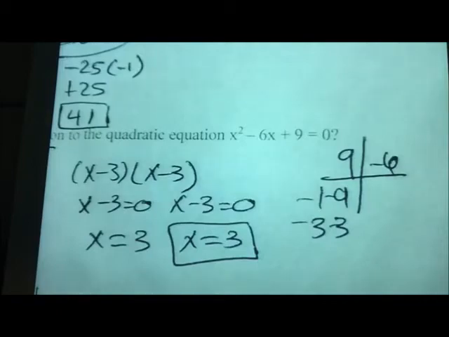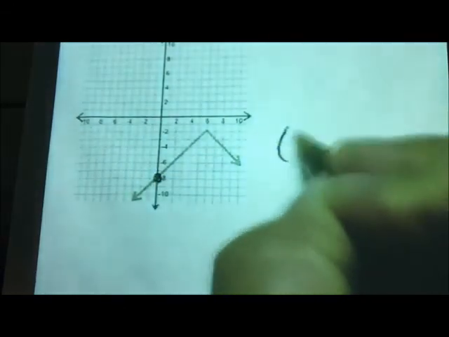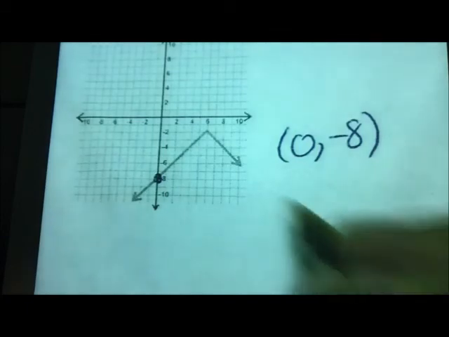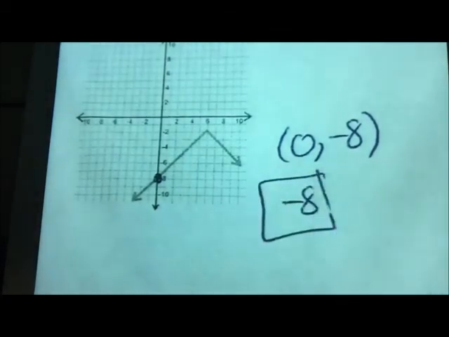And the last problem there would be that you are looking for the y-intercept of the graph. So when you look at this graph, the y-intercept is this point. So it is 0, negative 8. Of course, it's just going to ask for one number, so my answer is negative 8.